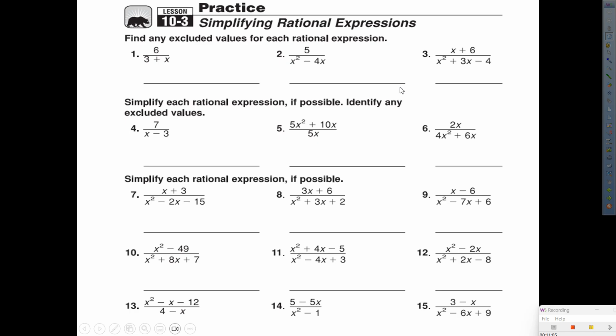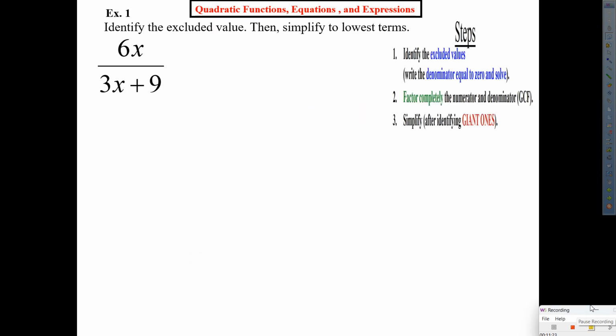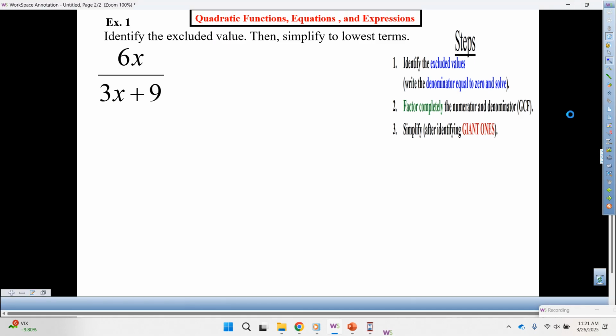All right, get a Cornell note ready, please. I can simplify rational expressions. All right, so to get us started, once again, 6x over 3x plus 9. Let's start with just simplifying first. Let's do this one together. Y'all ready? Here it goes.